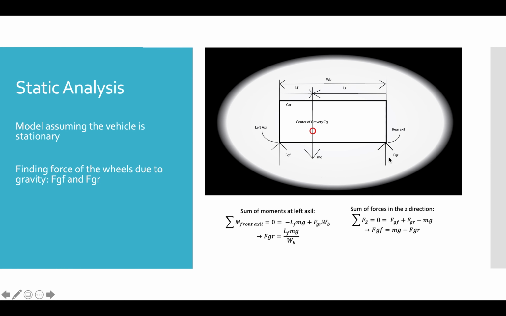We can find this FGR by summing the moments at the left axle. Here is the equation derived. By summing all the forces in the z direction with this newly found FGR, we can solve for FGF too.